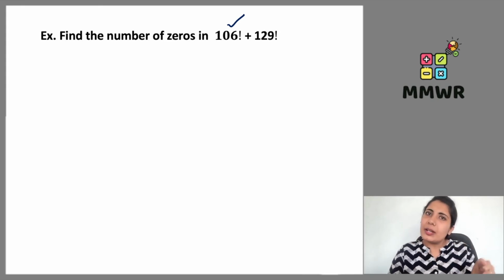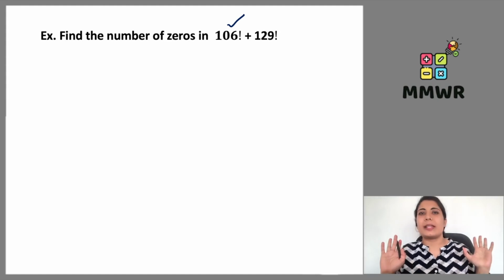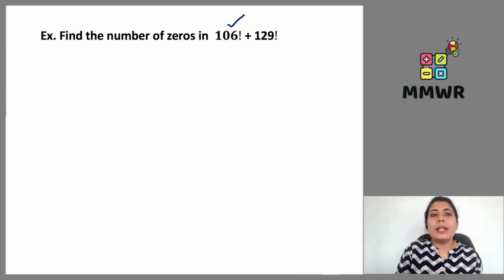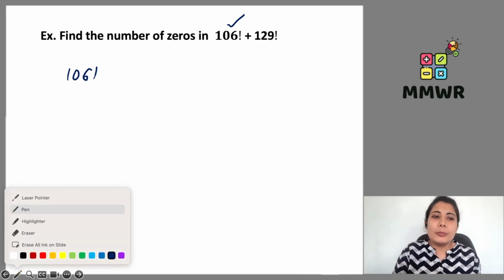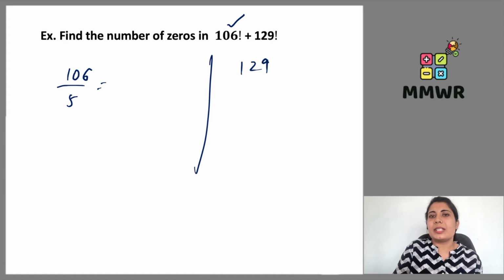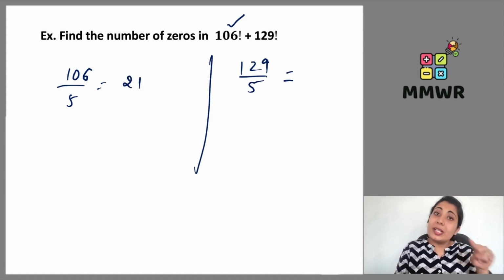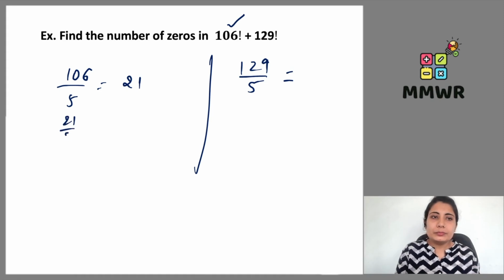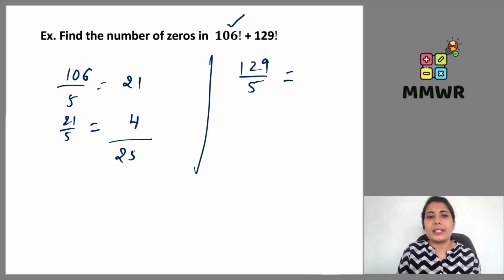Wherever fewer zeros are visible, that many will be in the final answer, right? So 106 factorial, for your satisfaction you can find for both because this is the first example of this type. So how many tens in 106 and how many tens in 129, we will check it. 5 2s are 10, 5 1s are 5. 21 divided by 5, 5 4s are 20. Now more division is not possible, so 21 plus 4 is 25.